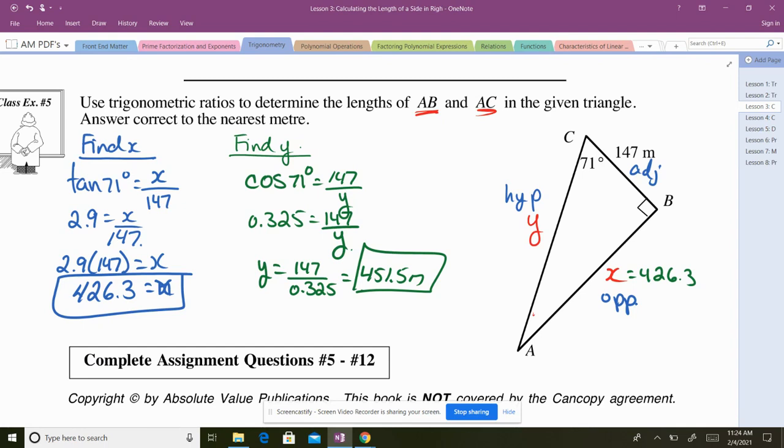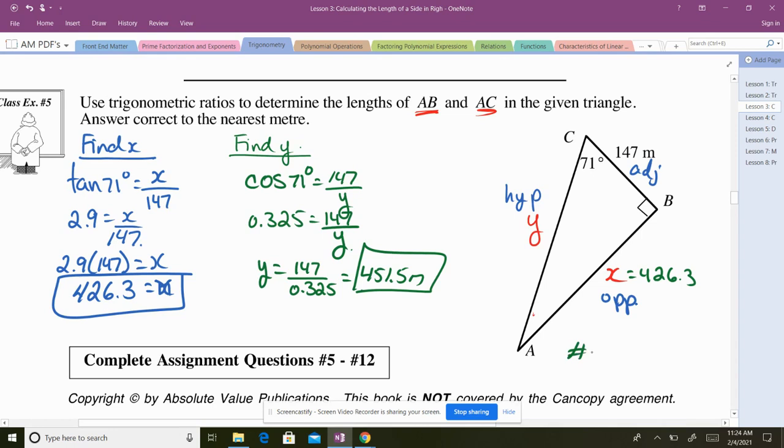Any questions? Label the triangle. Figure out your trig function. Convert the trig function angle to a decimal. Then do your algebra to solve for your unknown. Okay? Every single time.